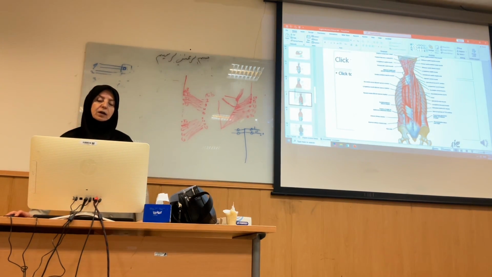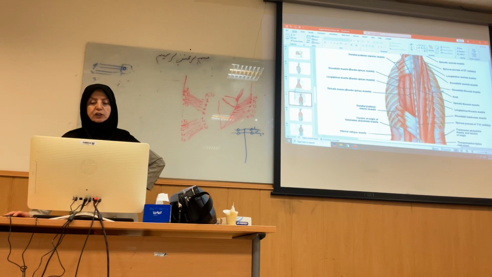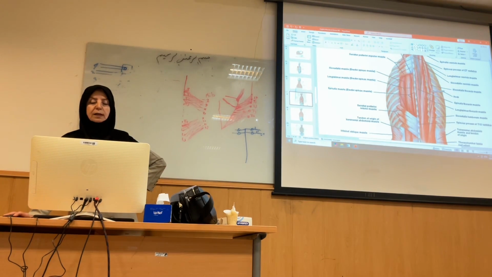The erector spinae on each side consists of three layers: superficial layer, middle layer, and deep layer. In the superficial layer of the erector spinae, we have three columns of muscle. We call them iliocostalis, longissimus, and medially spinalis. Spinalis, longissimus, iliocostalis. It is easy.